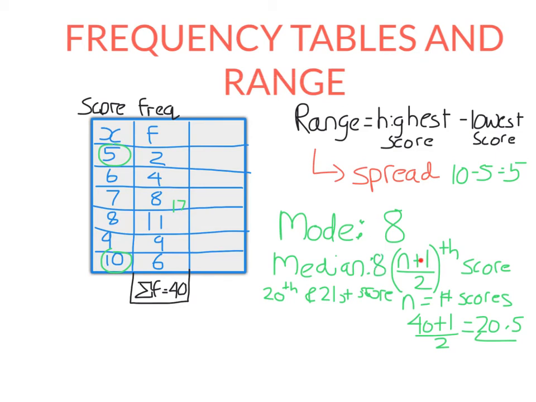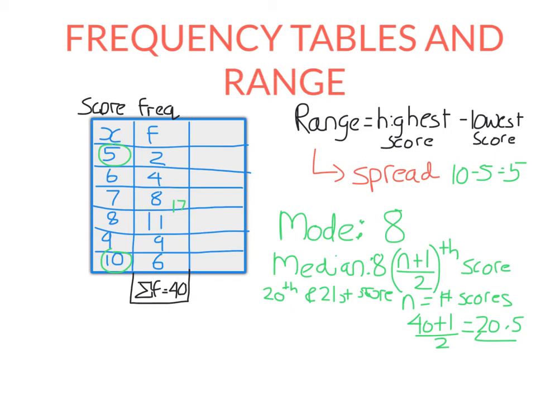So this formula can help you find which is the middle score. Now, you don't have to use it. If you don't want to use it, that's fine. You just need another way of finding the middle score. Remember, the median is the point in the data where there are the same number of scores above and below that score. So with 40, the middle is like 20. We want a situation where there are 20 scores below and 20 scores above.